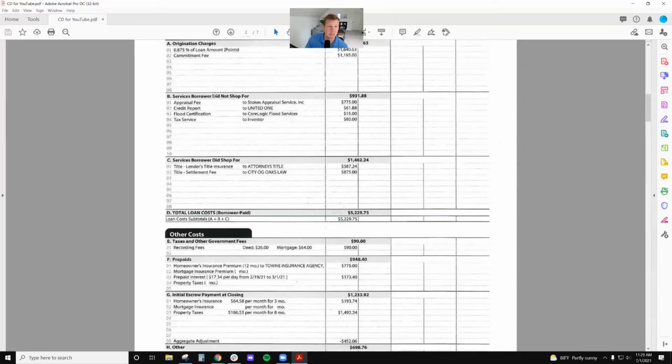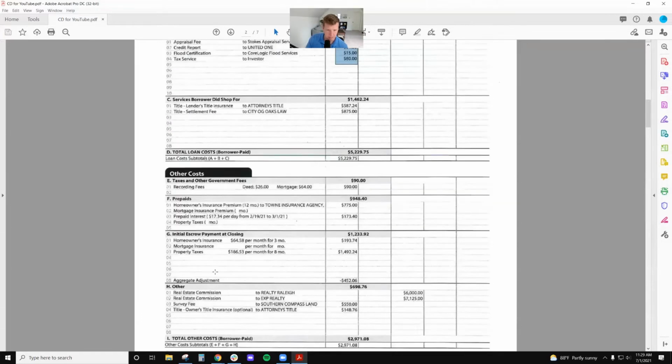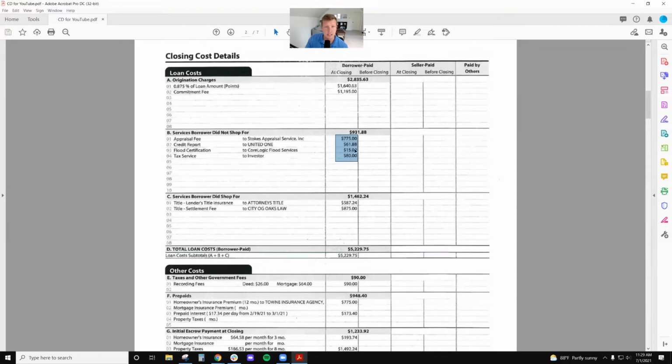Now, services that the borrower did not shop for. So that's going to be your appraisal fee. It's going to be the credit report, a flood certification, tax service. These are typically like doc stamps, anything like that. So actually, those might not be doc stamps; those might be down here. But these are services that you did not shop for. These are services that you did shop for.